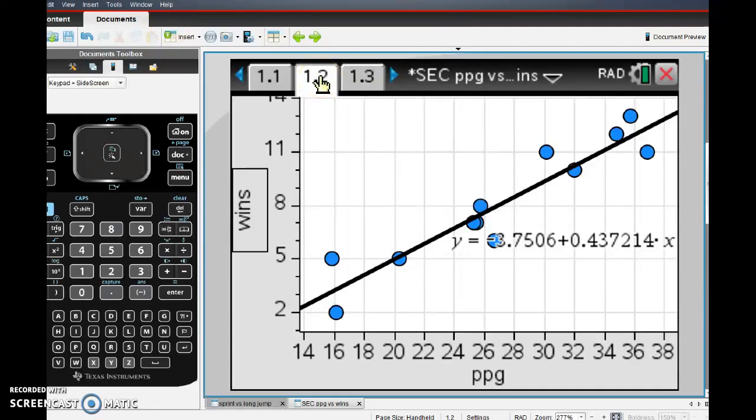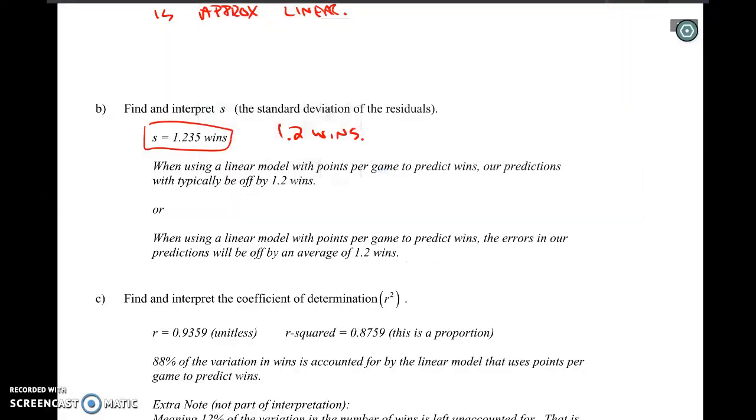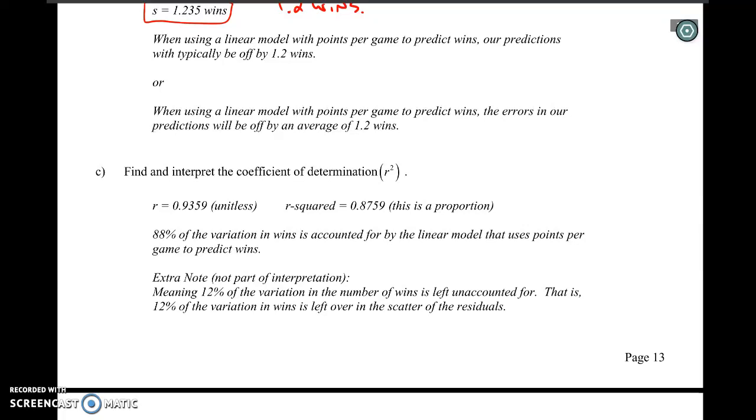Meaning, if you score 30 points per game, I'm going to predict your number of wins is right here, but I was off by about, looks like maybe about 1 or 2 wins, right? Here, I'm not off by much at all, but on average, I'm going to be 1.2 wins away from the true value. Find and interpret the coefficient of determination.